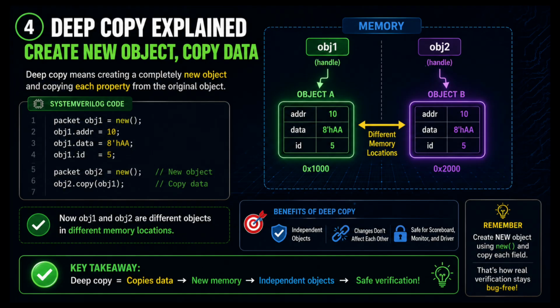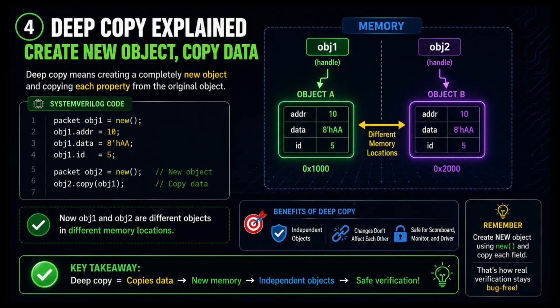Now comes the solution, deep copy. Deep copy means create a completely new object using the new keyword and manually copy each property from the original object. Now both objects exist in different memory locations. Change one, the other stays untouched.